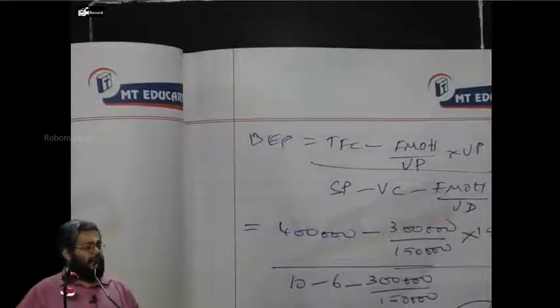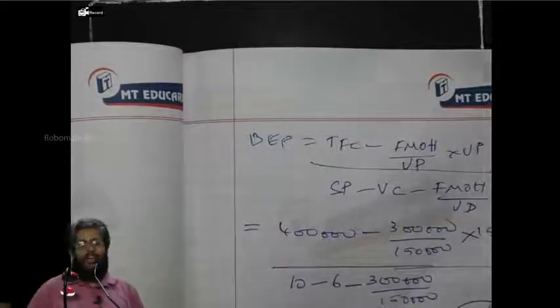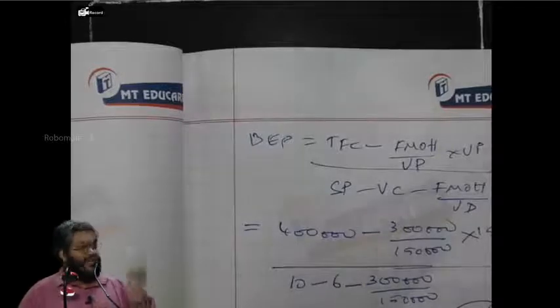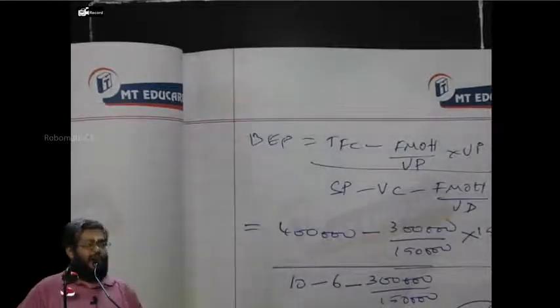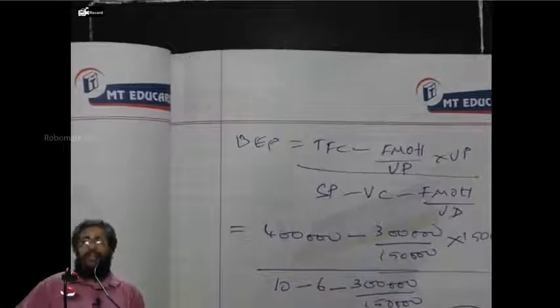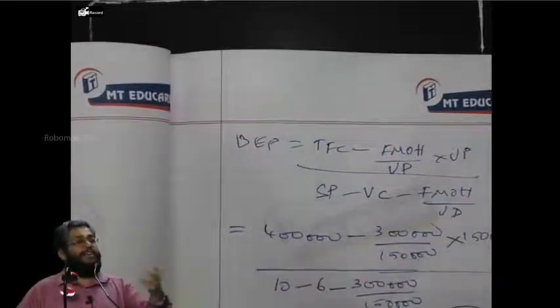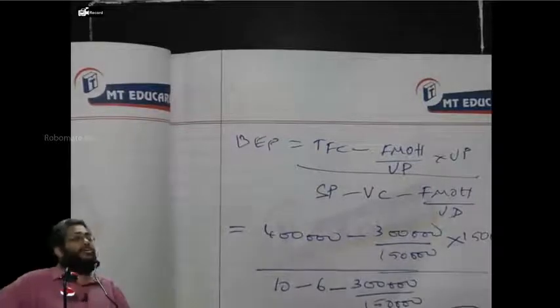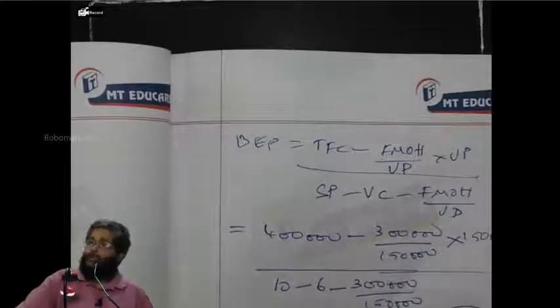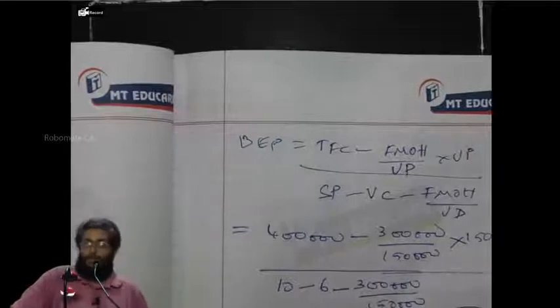Absorption costing break-even point, how to calculate? It depends on the question. What are the two types of question here? Stock given, BEP asked. The next question is what? Production given, BEP asked. Now, when stock is given and BEP asked, what are the two scenarios? It may be net closing stock, or it may be net opening stock.